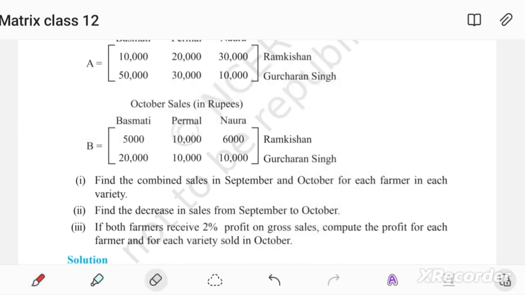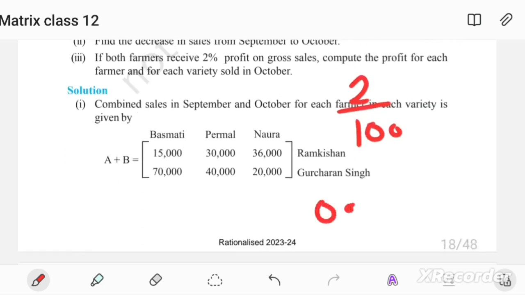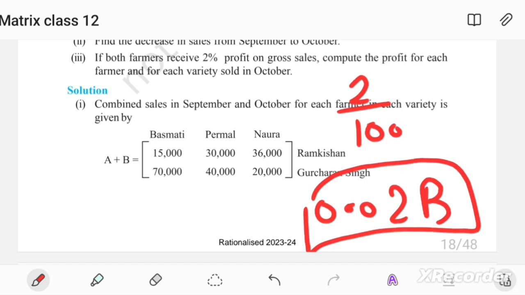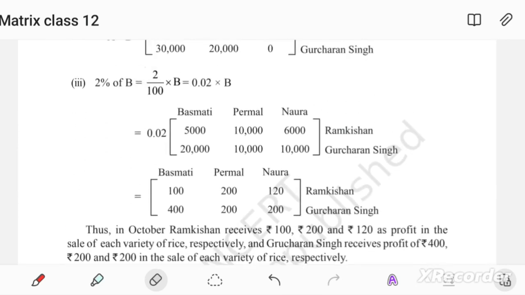So just simply find the 2% of this matrix B. What is 2%? 2% is nothing but 2 upon 100, so it is 0.02 of B matrix. Isn't it looking something like multiplication of a scalar with a matrix, right? So the thing we have to do here is just simply multiply the 2% with the matrix B. What do we get? We get this matrix.